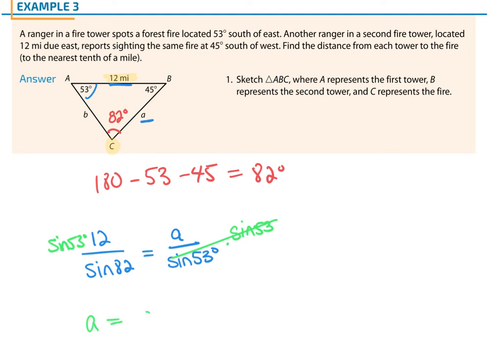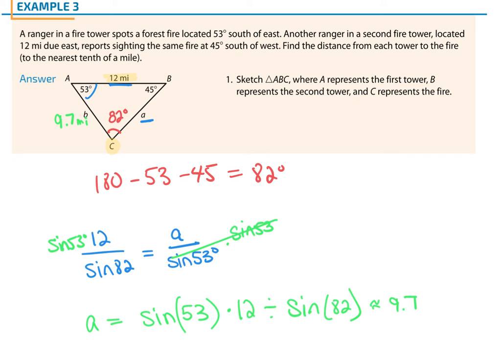A is going to equal sine of 53. Your calculator should open a parenthesis. Make sure you close it. Multiplied by 12 and divided by sine of 82. If you put all of that in, you will get approximately 9.7. So Ranger A is 9.7 miles away from the fire.